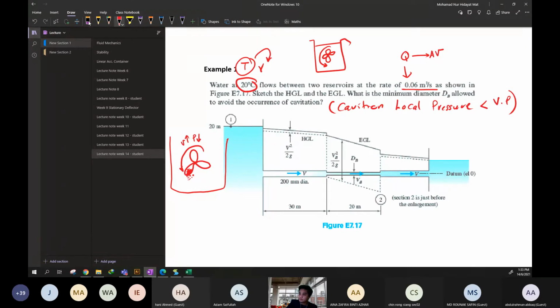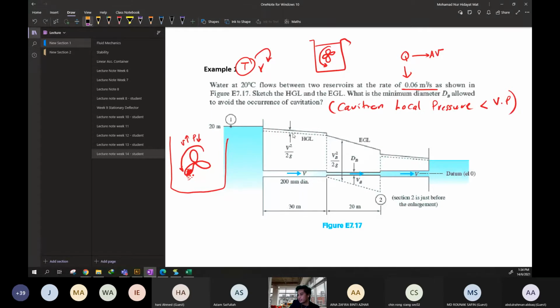Okay, so now, to avoid the occurrence of cavitation, in order to do this, first we draw the EGL and HGL. So this has been drawn. We start from the left to the right. From here, the water coming in, due to the sudden contraction, we have a significant slight drop of the pressure, as well as the kinetic energy, EGL.